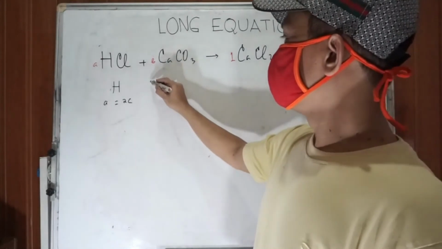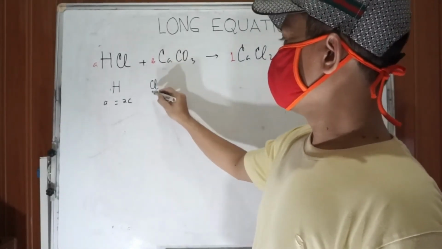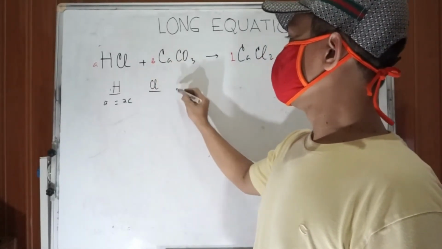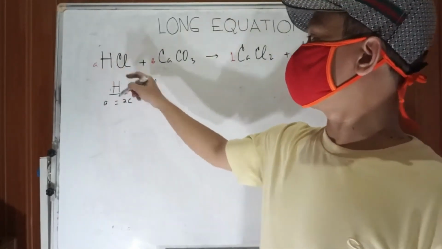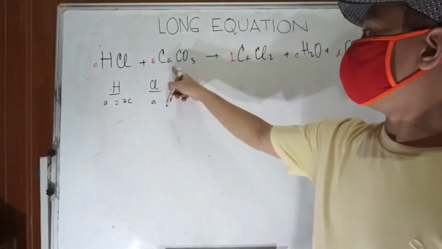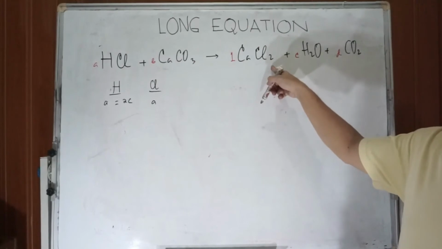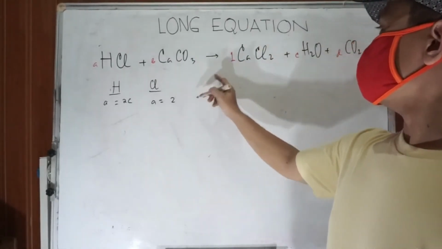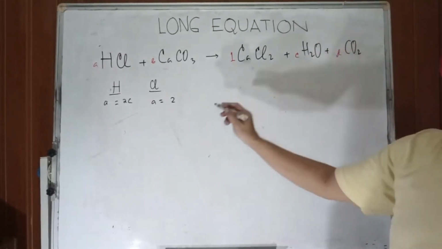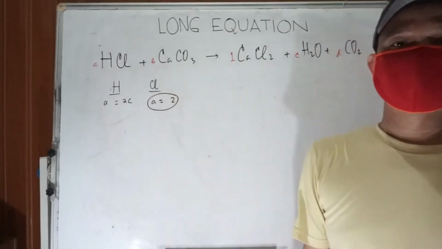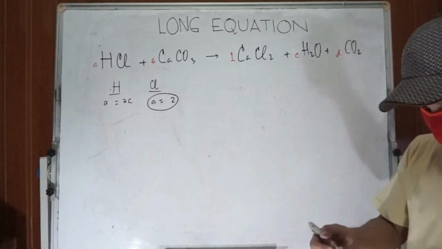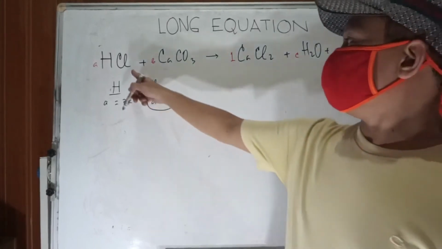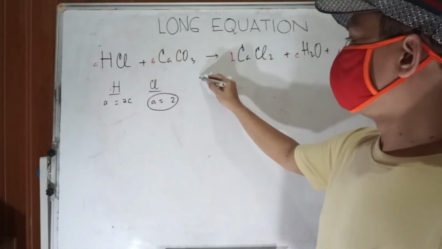And then Cl. On the left side, A times 1, A. Here, nothing. Here, you got it right. Here, 1 times 2, 2. So you got A equals 2. Yeah, very good.